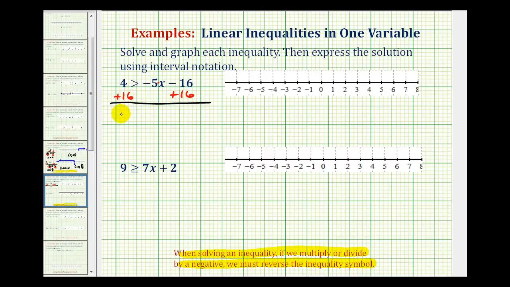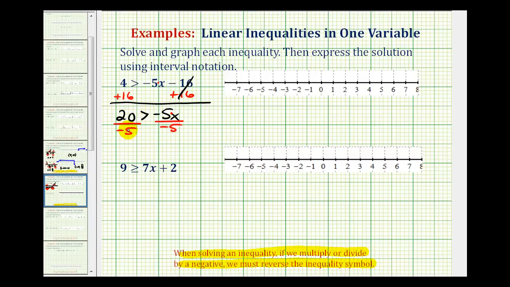4 plus 16 is 20. Bring down the inequality symbol. We have negative 5x, and then of course minus 16 plus 16 would be 0. Again, negative 5x means negative 5 times x, so the last step here is to divide both sides by negative 5. And since we're dividing by a negative, we do have to reverse the inequality symbol.